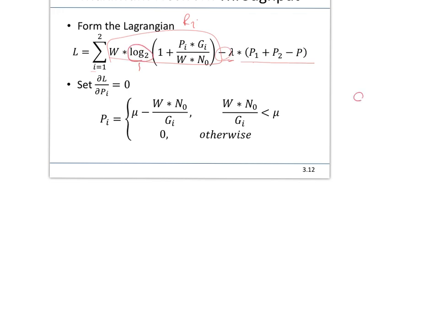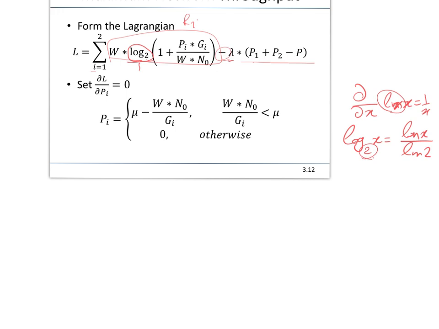We know that the derivative of ln x is 1 over x, but this is ln, the base for ln is e, right? But you can prove easily that log 2 of x equals ln x divided by ln 2, which is the base. Right? So we have to convert this log 2 to ln something in order to use the rule of 1 over x.